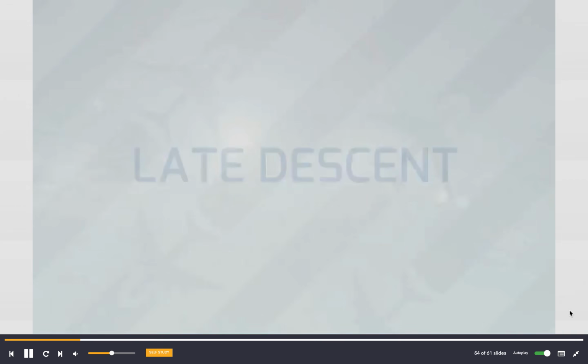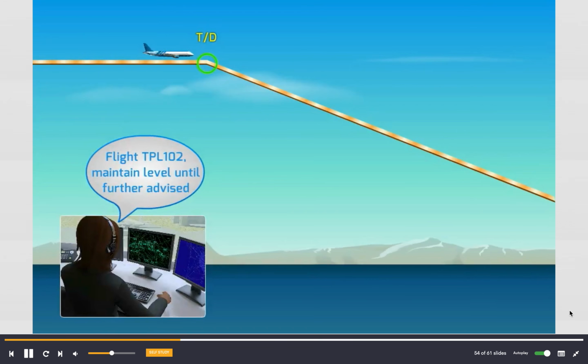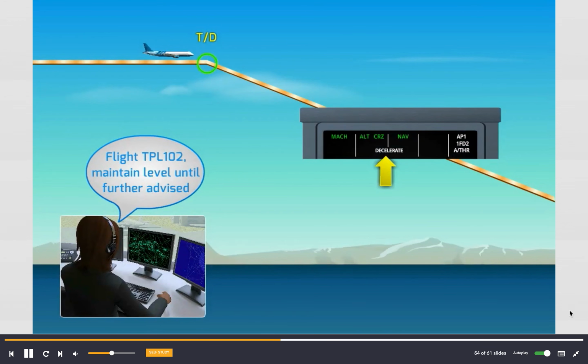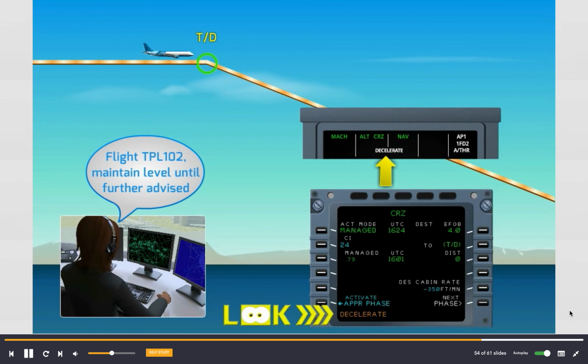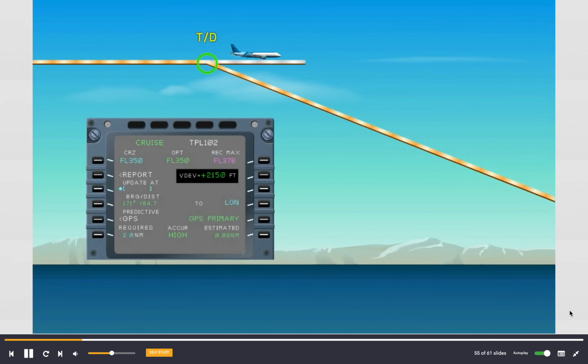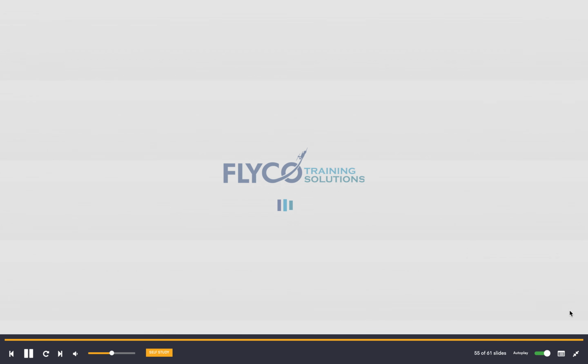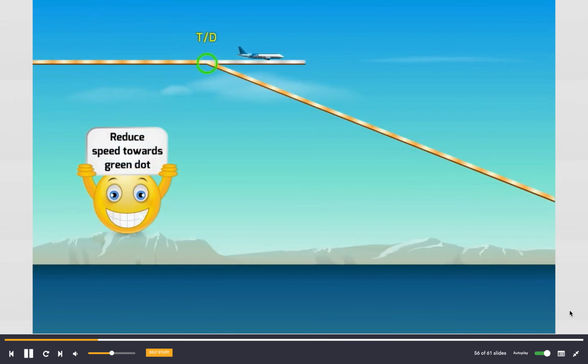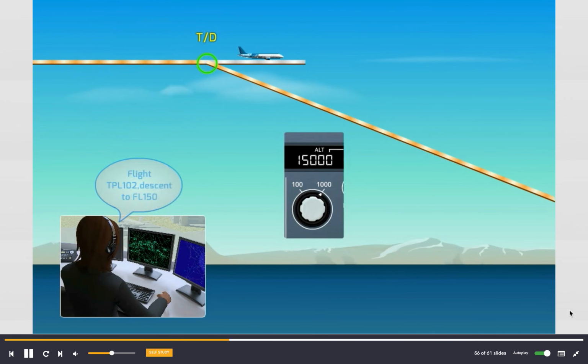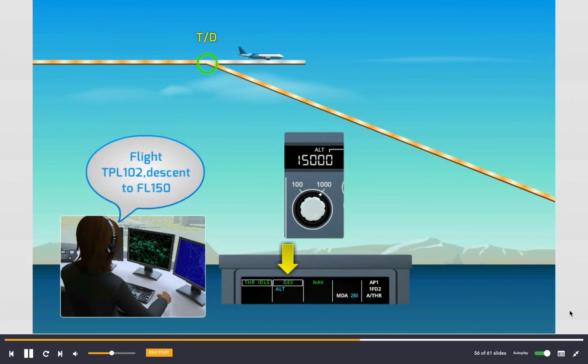Late descent. If the descent cannot be assured at the top of descent, a decelerate message appears in white on the primary flight display and in amber on the MCDU. The progress page shows the deviation from the computed profile, so it can be monitored. You should reduce the speed towards green dot. When cleared to descend, push the altitude selector to engage descent mode with the managed speed active.